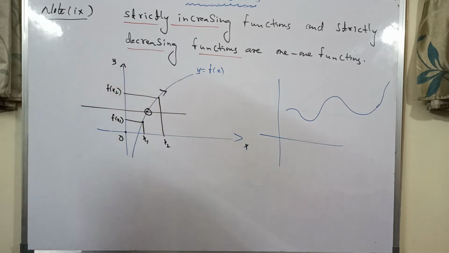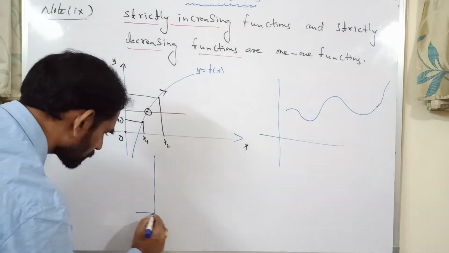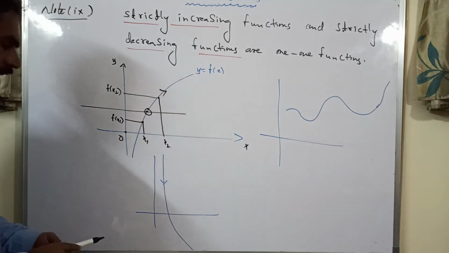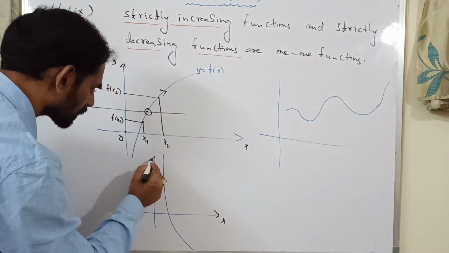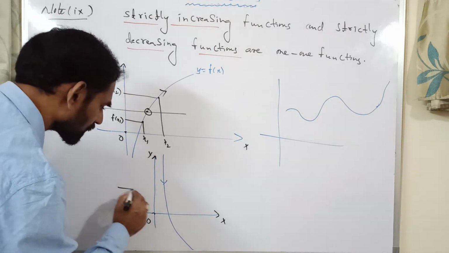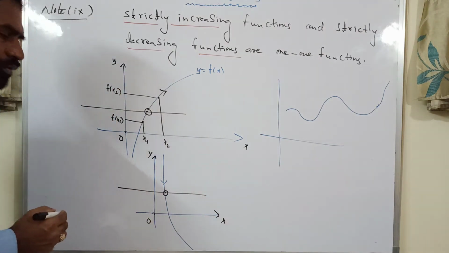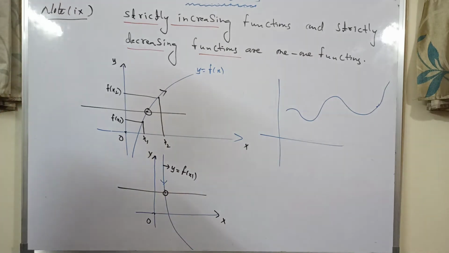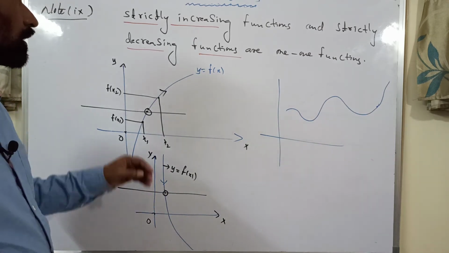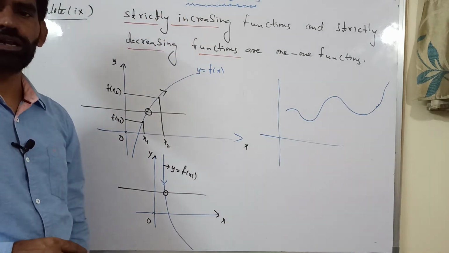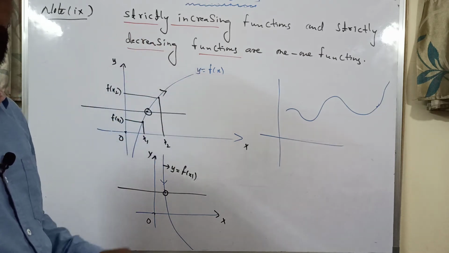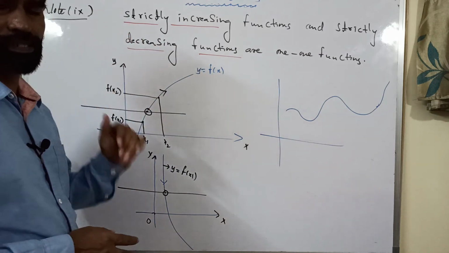Similarly, strictly decreasing functions are also 1-1 functions. Strictly decreasing, like this you can draw. Different elements, different images. Using the horizontal test also you can show. If you draw a line parallel to the x-axis, it meets the graph at only one point. This is the function y equal to f of x. Strictly increasing and strictly decreasing functions are always 1-1 functions. This is another method to prove whether the given function is 1-1 or not, the horizontal test or otherwise.